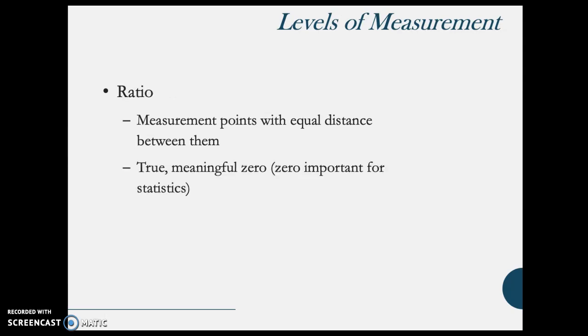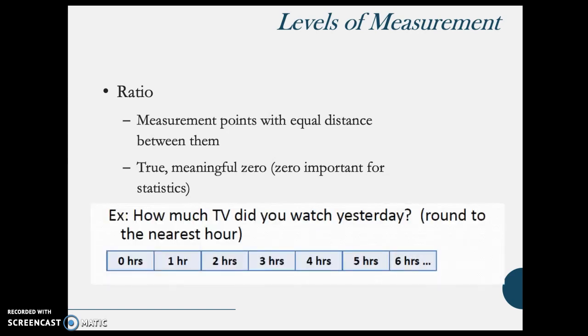That's interval. The highest level of measurement in social science is the ratio. Measurement points with equal distance between them, and you have a true meaningful 0. For instance, how much TV did you watch yesterday? It sounds like a similar question compared to the last one I asked you. But here I ask you to round up your answer to the nearest hour. So 0 hour really means 0 hour.